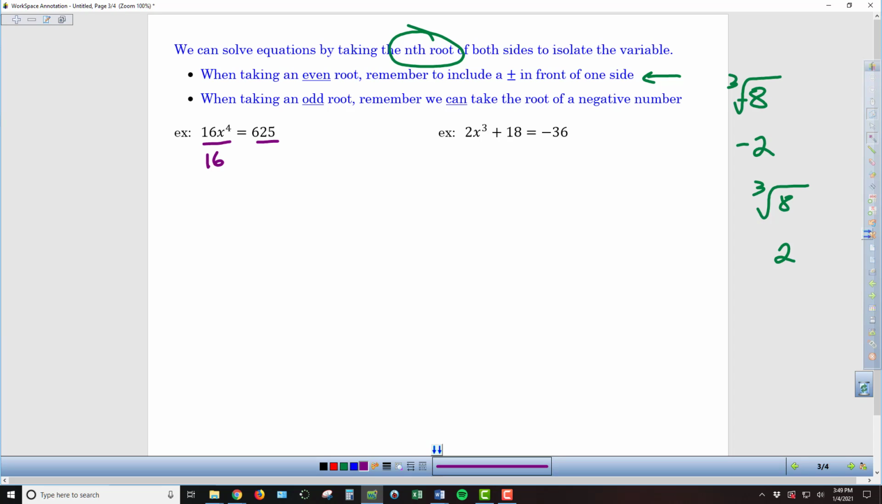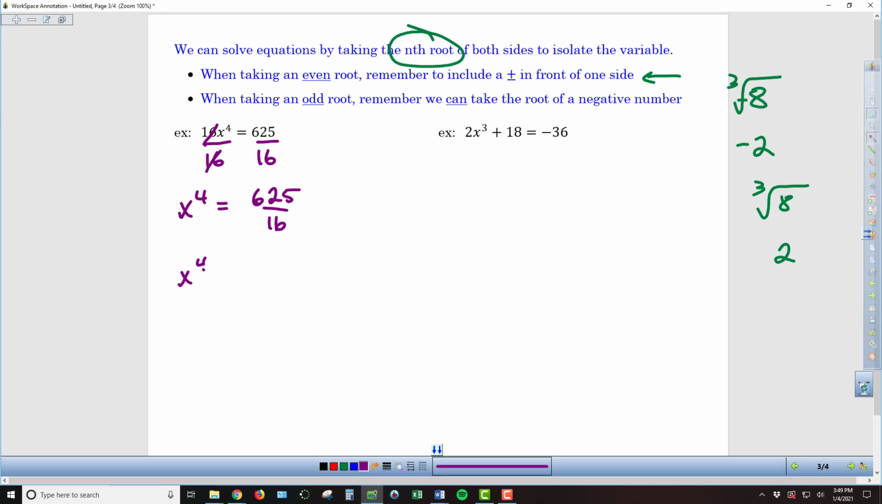So I'm going to divide both sides by 16. So I end up with x to the fourth equals, now that doesn't divide evenly, but I'm not going to put that into my calculator and get a decimal. I'm going to leave it in this fraction form, because I can see that I'm going to be able to take the fourth root of both of those numbers and it's going to work out cleanly. So that's exactly what we're going to do next.